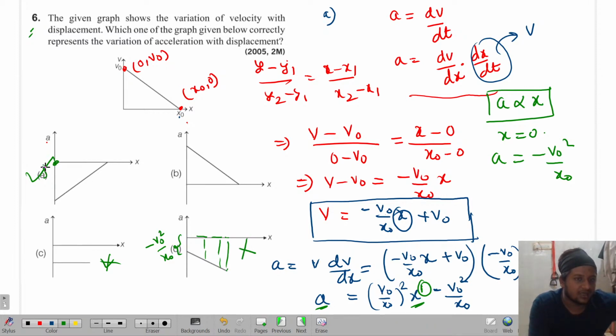Try to see from here. This is again v naught square by x naught, and from here what is happening as the position is increasing, acceleration is increasing because of this term over here. Understood or not, everyone? Are you able to get me or not?